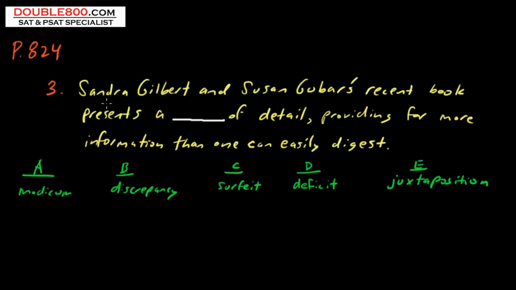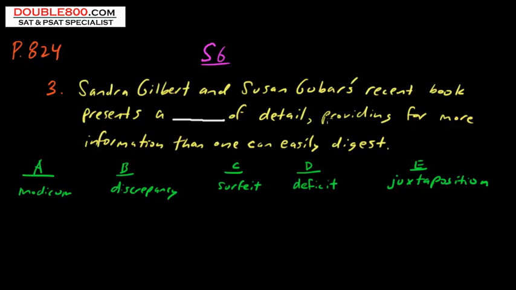Here's the sentence. Sandra Gilbert and Susan Gubar's recent book presents a blank of detail, providing far more information than one can easily digest. So we have these two women who collaborated, and I was just curious. I wonder if the fact they have the same initials had any role in that. But anyway, they got together and they wrote a book.